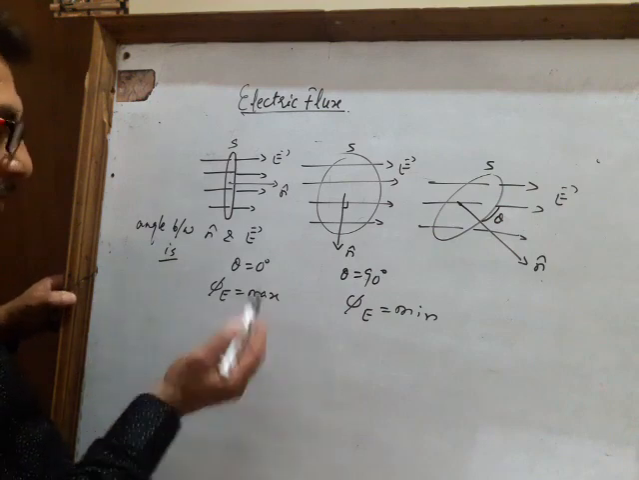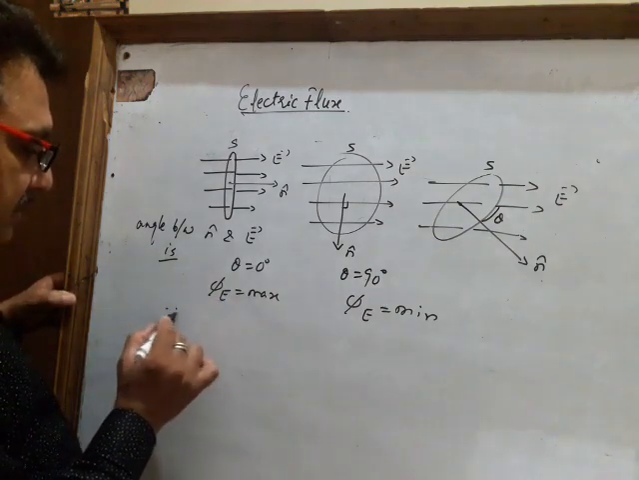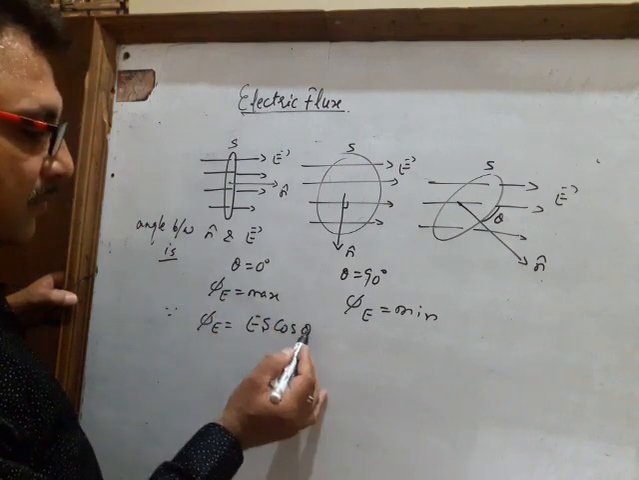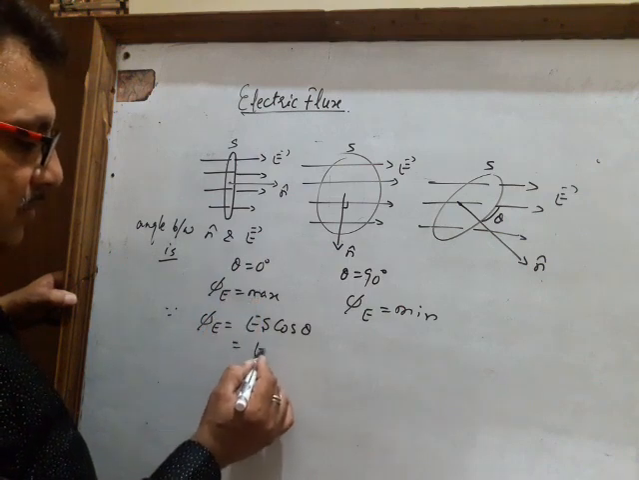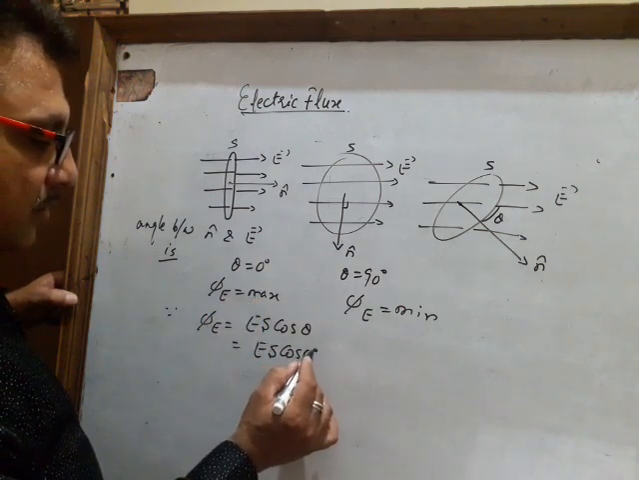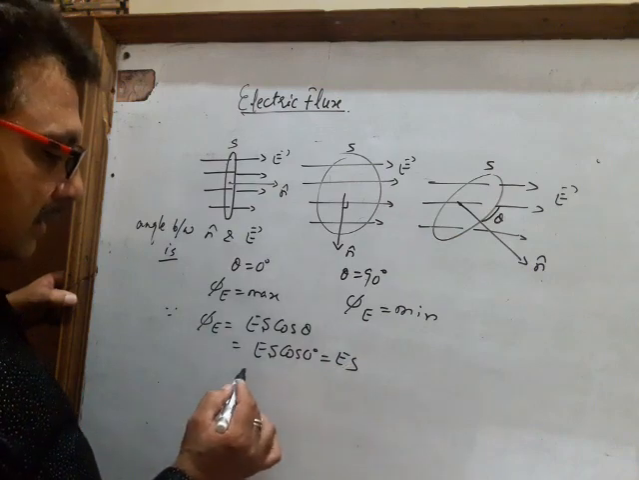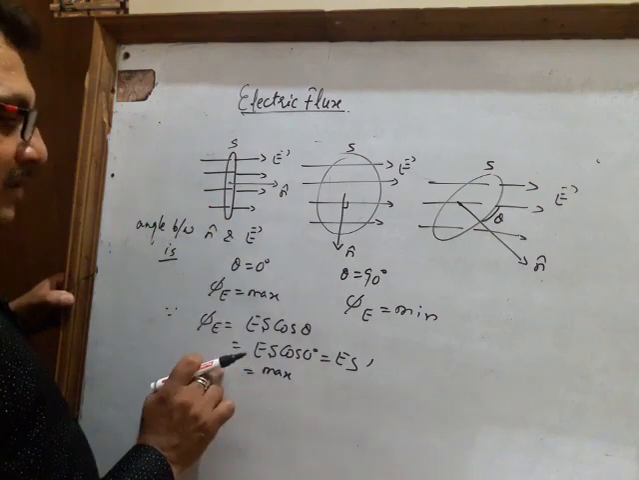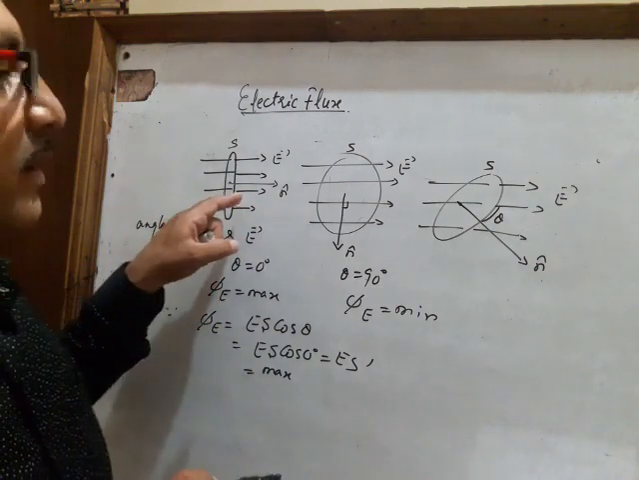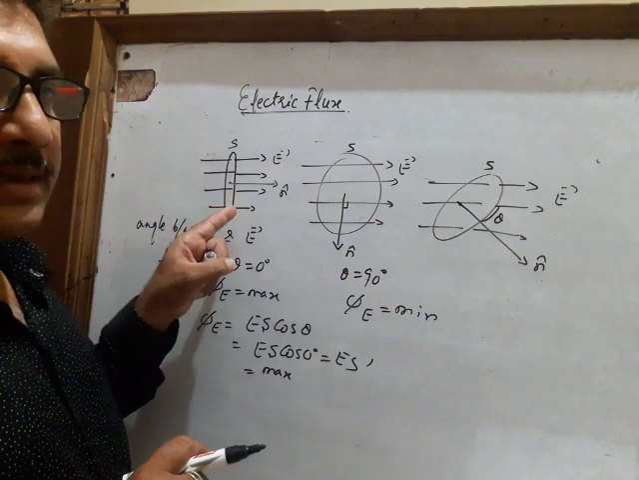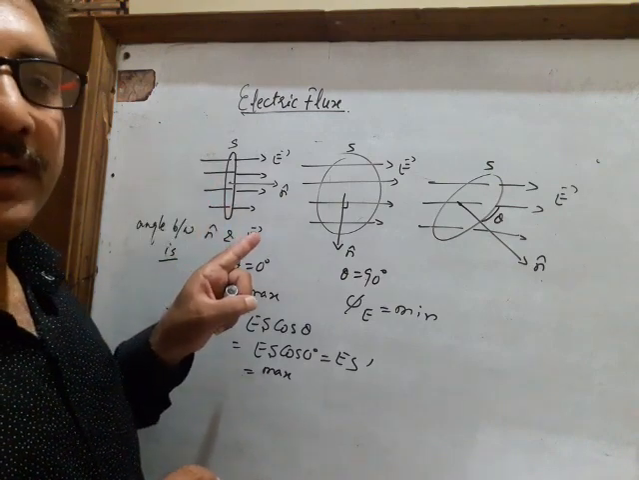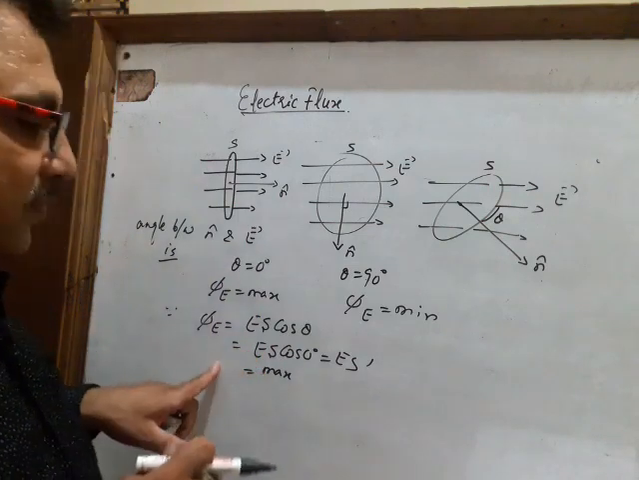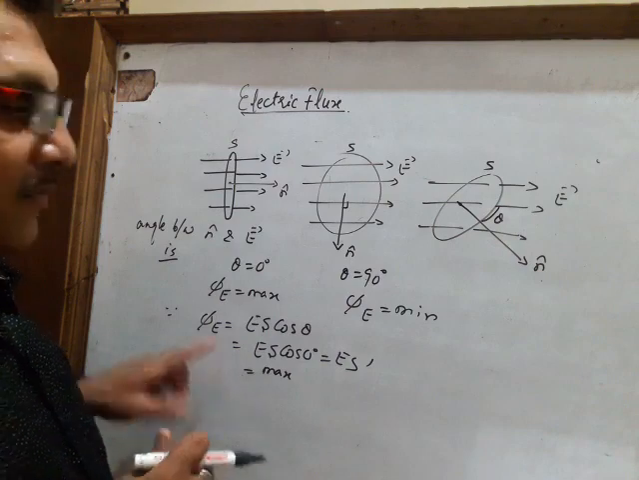Now from the formula you can verify, since phi E equal to ES cos theta, now you place theta equal to 0, so this is ES cos 0 degree, which turns out to be ES. This is maximum. Without using the formula, we had just verified that if I place the area like this in the field, then the maximum number of lines of force will cross the area. And from the formula also we have verified this.